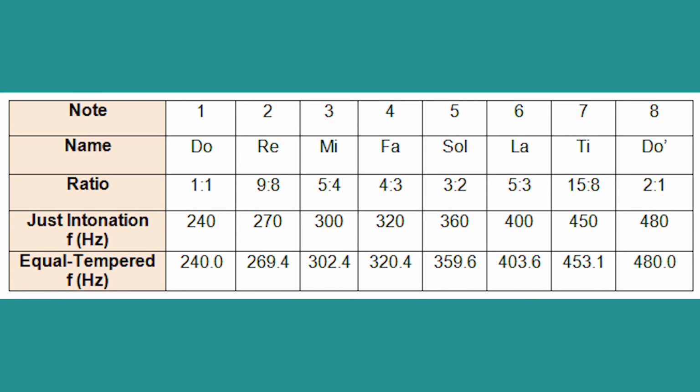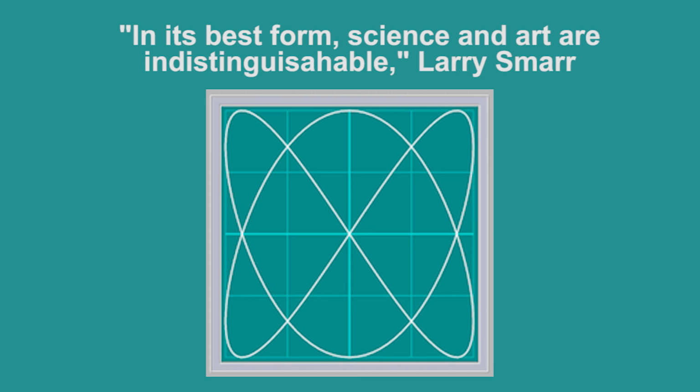Here are the results. Measuring the 9:8 and 15:8 cases can be a little challenging. The whole number frequency ratios for the just major scale are shown here along with a specific set of frequencies starting with 240 Hz. The last row gives the equal tempered values, which we use today so that transposing to other keys is optimized. Our experiment uses both physics and music where each needs the other. In its best form, science and art are indistinguishable.